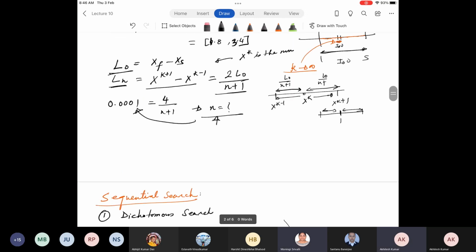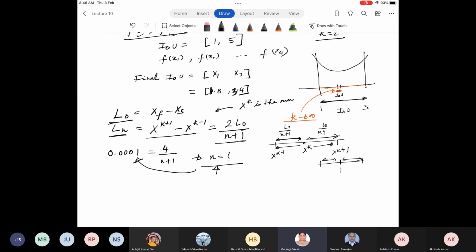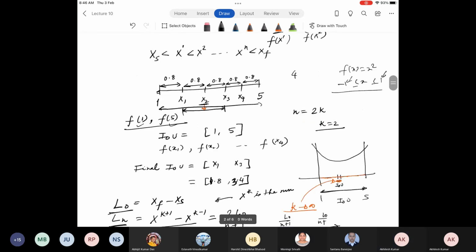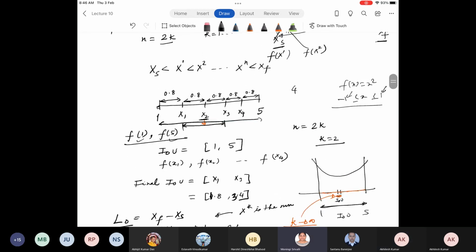Sir, I have a doubt in the uniform search. If my point is lying within the interval, how will I detect? Suppose the final solution is between 1 and x1 and I have taken the gap, the step size, to be 0.8. Can we identify?